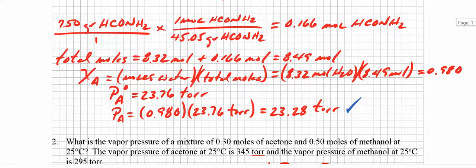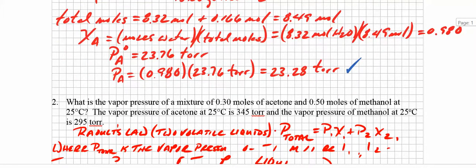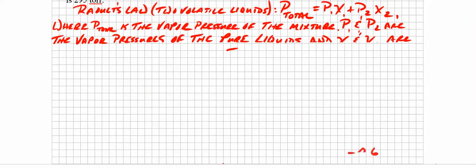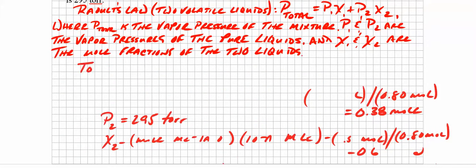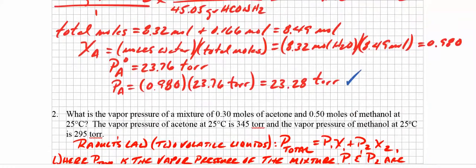That's number one. Let's go on to number two. Number two says this: what is the vapor pressure of a mixture of 0.30 moles of acetone and 0.50 moles of methanol at 25 degrees? The vapor pressure of acetone at 25 degrees is 345 torr, and the vapor pressure of methanol at 25 degrees is 295 torr. So what we want to know is the vapor pressure of this mixture.